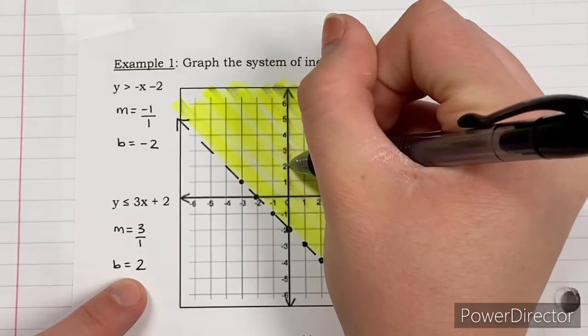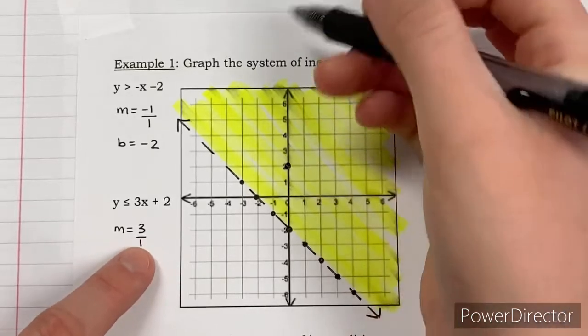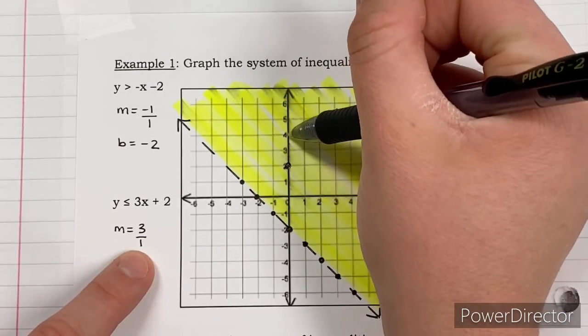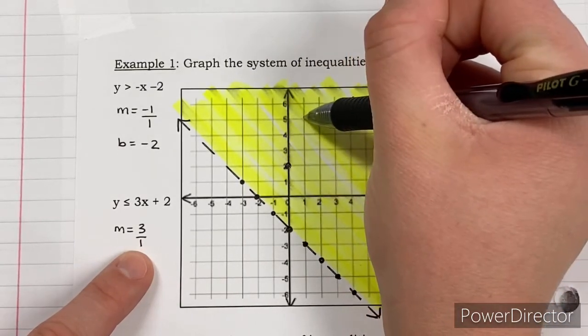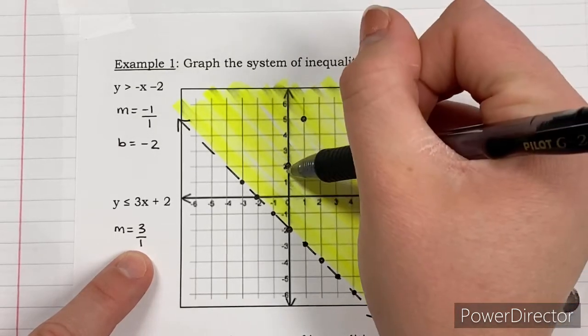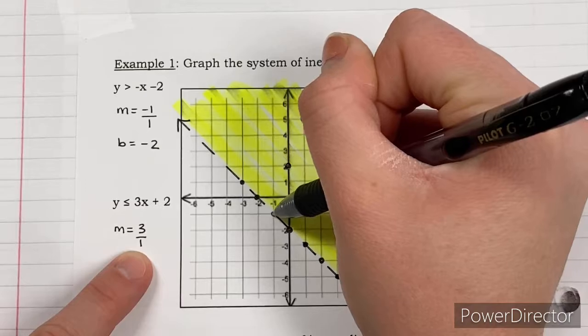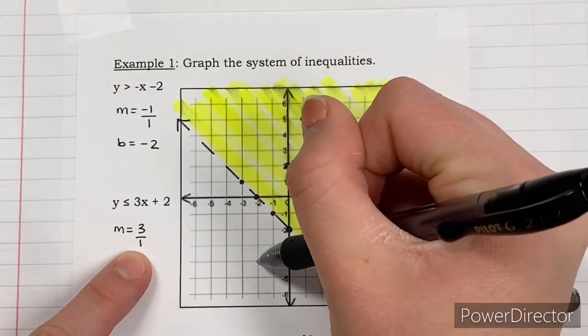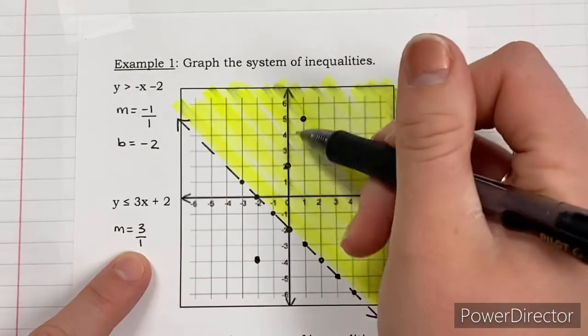So we're going to start at +2. And then here's my slope. So I'm going to move up 3 spaces, right 1. Up 3, right 1, but I'm out of graph. So I'm going to go down 3, 1, 2, 3, left 1. So here are my dots.